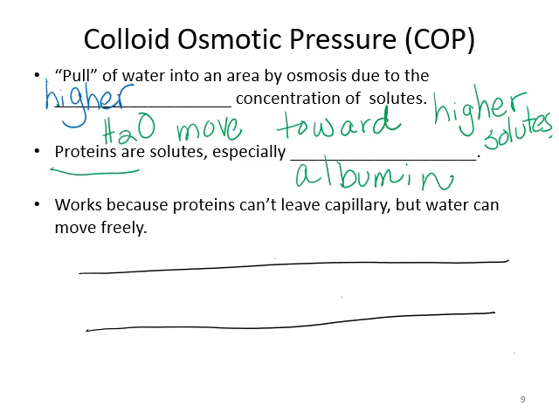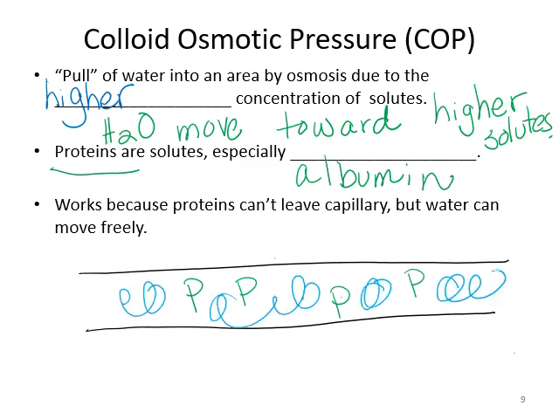So let's put some proteins in here. Here's our proteins. We'll call them P's. Okay. And then there's all kinds of water in here. Okay. Water can move, proteins are stuck. Now out here in the interstitial space, there's some protein. But there's a lot more inside this blood vessel. So what that means is water is attracted to this area of higher solutes and wants to move back in here.